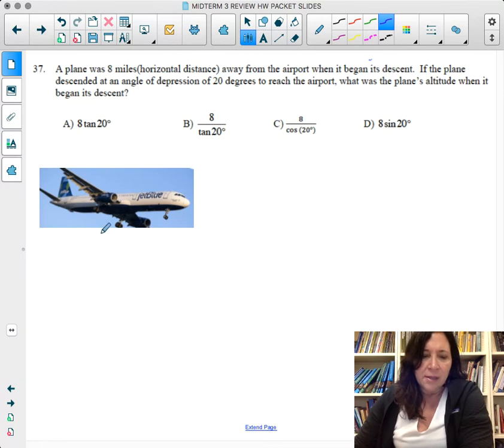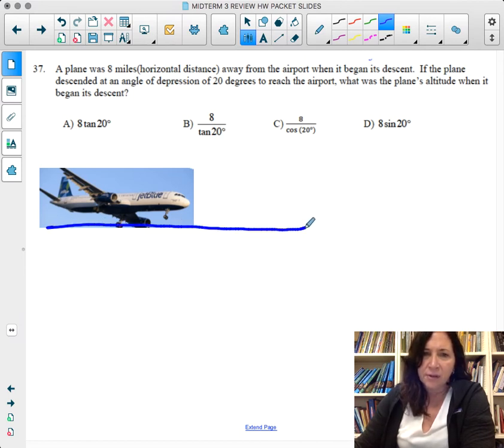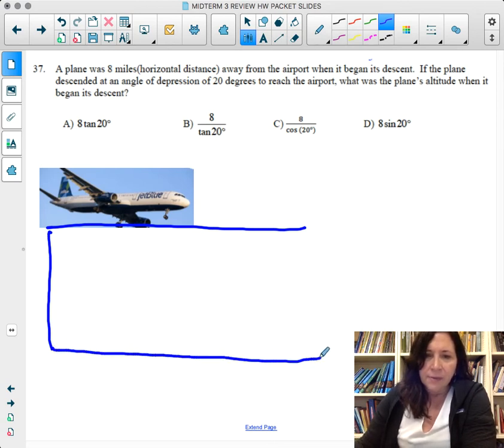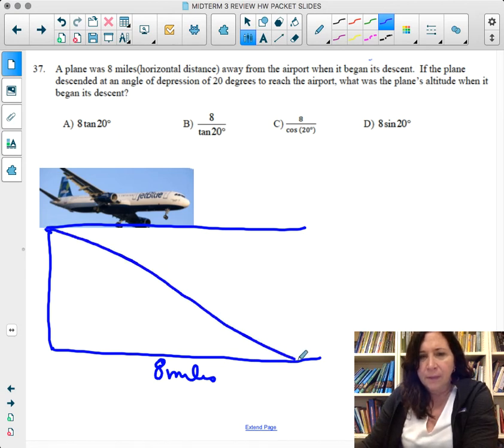So this one is a plane is 8 miles horizontal distance. Oh boy, so that's telling me my horizontal distance. This is the horizontal distance away from the airport, 8 miles. So, okay, this could be tricky. So that's 8 miles when it began its descent. So here's my descent, and there's my right angle.